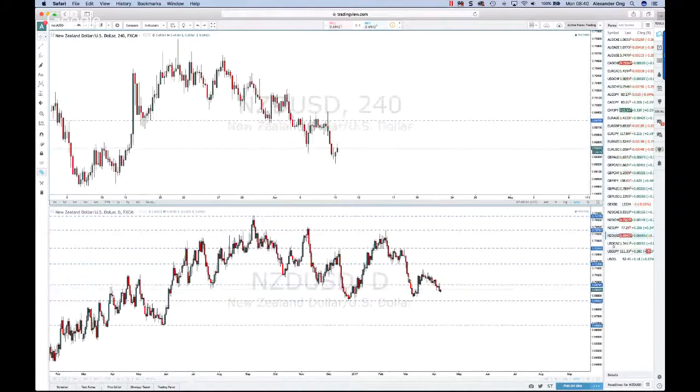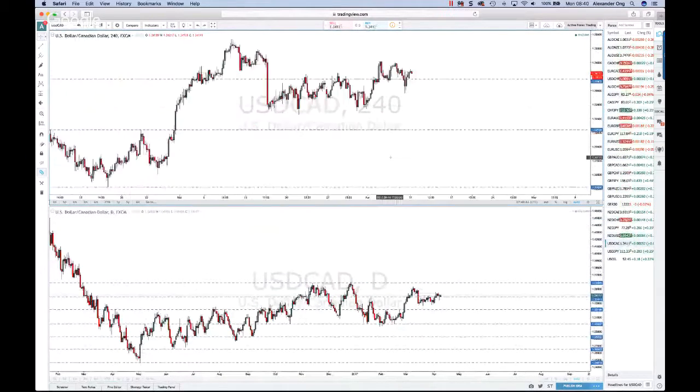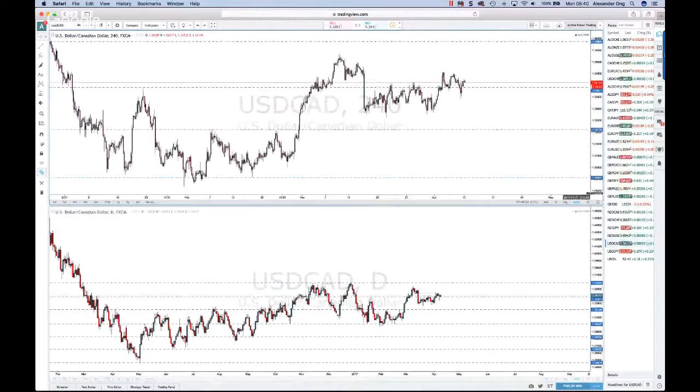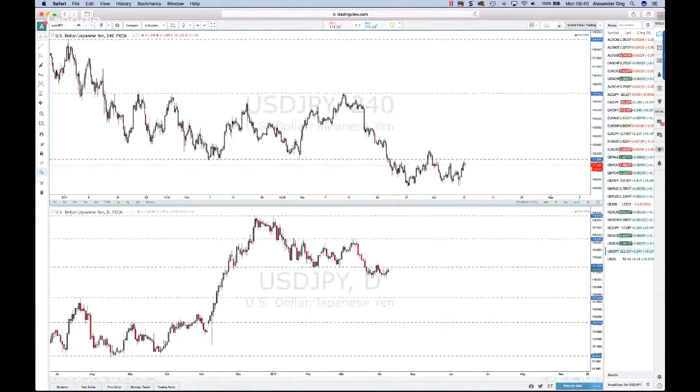New Zealand dollar, we spoke about this. Dollar CAD, at the moment, nothing major. We were looking at buying this last week, but it didn't come to the level to buy. And then the dollar yen, looking at the dollar yen there, we want to be buyers down here, but the market's really done nothing for us at the moment, so we're going to have to leave that one right now. Okay, so that wraps up all of the pairs there.